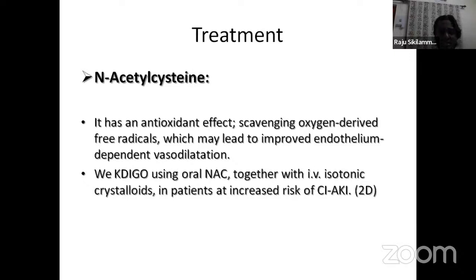Then there is N-acetylcysteine. N-acetylcysteine has an antioxidant effect. It is a scavenger of oxygen-derived free radicals, which may lead to improved endothelium-dependent vasodilatation. As per KDIGO, using oral NAC together with IV isotonic crystalloid in patients at increased risk of contrast-induced AKI may decrease the risk of contrast-induced AKI.